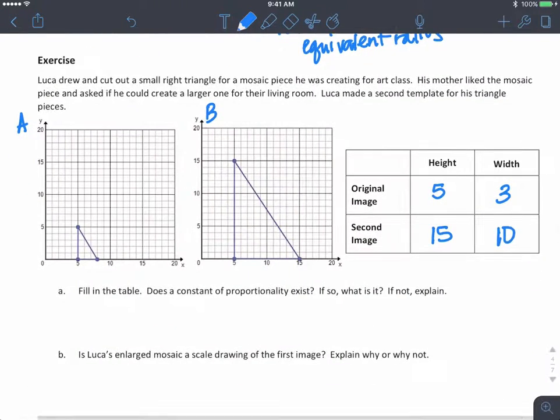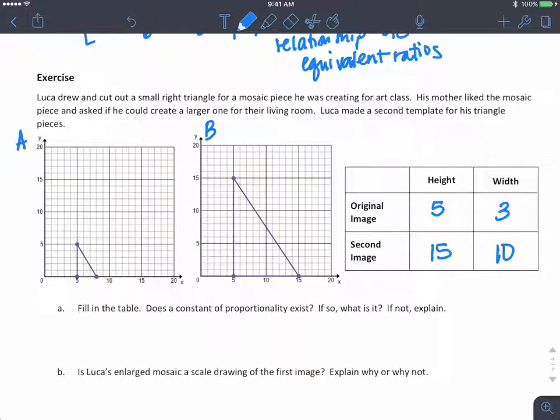Alright, so let's take a look at that. So it says to fill in the table. Does a constant proportionality exist? So can I multiply my height by a certain value to get width? Is there a k value? What do you think? Well, let's find out.